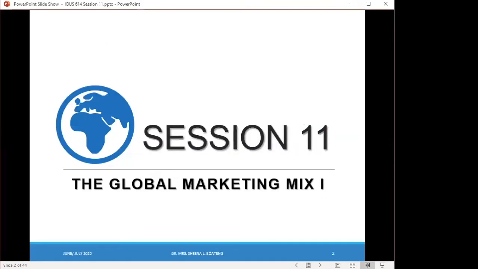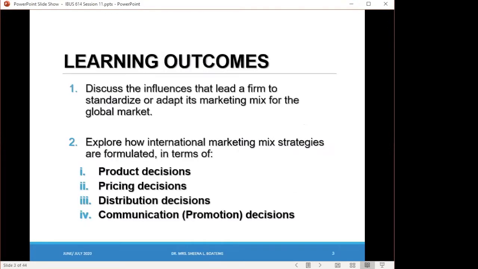Today is our 11th session, and in today's session, we'll be covering the first part of our discussion on the global marketing mix. Now, as usual, there are certain learning outcomes we hope to achieve by the end of the session. The first one is to be able to discuss the influences that lead the firm to either standardize or adapt their marketing mix for the global market.